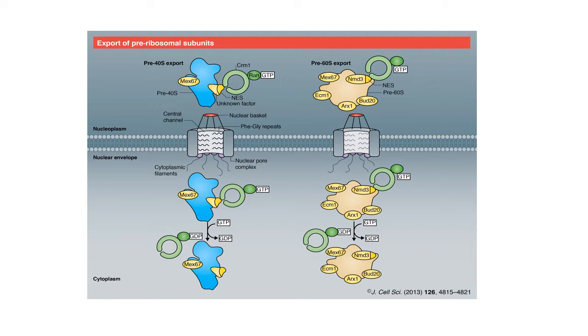So here's a picture of what they look like when they're almost done. We've got this very large particle made of several RNAs and a lot of different proteins, which are actually able to get out of the nucleus, even though they're so huge, into the cytosol, where the final maturation steps will happen.